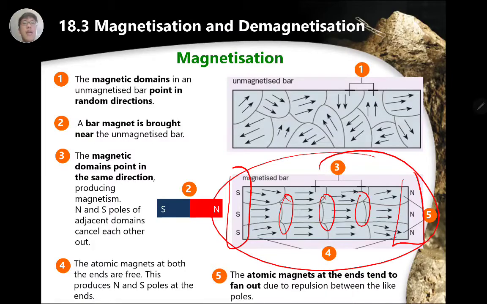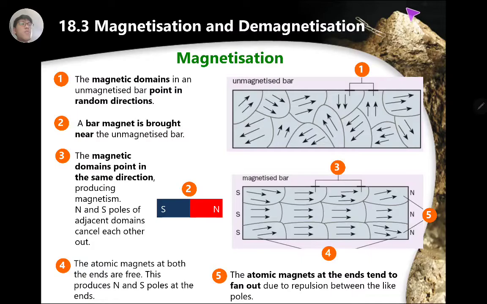If you notice right at the end, you notice that the poles fan out. Can you see what I mean by fan out? They're not perfectly parallel. But you see that this group is a bit like that. This group is a bit like that. This one is also not perfectly parallel. This one fans out a bit. This one fans out a bit. Why does it fan out a bit?